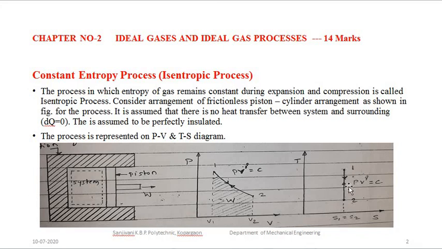So from point 1 to 2 in the expansion process, entropy S1 is equal to S2, but temperature is dropping from T1 to T2.